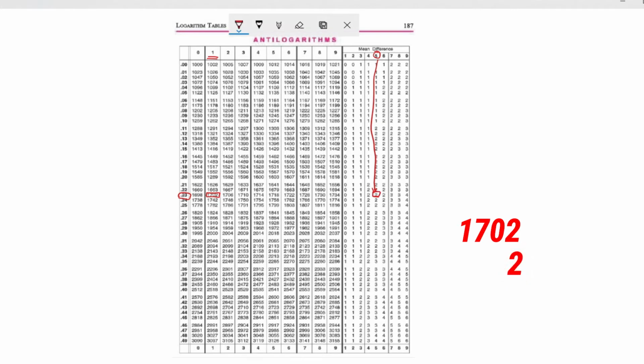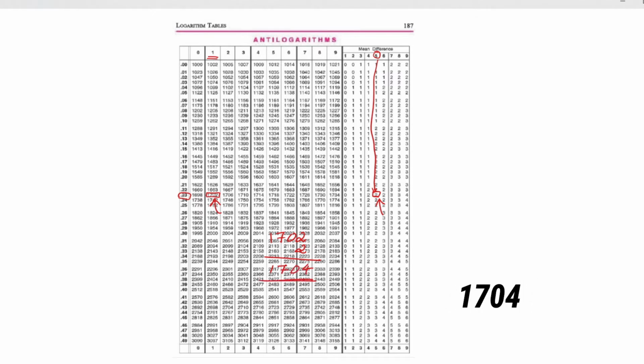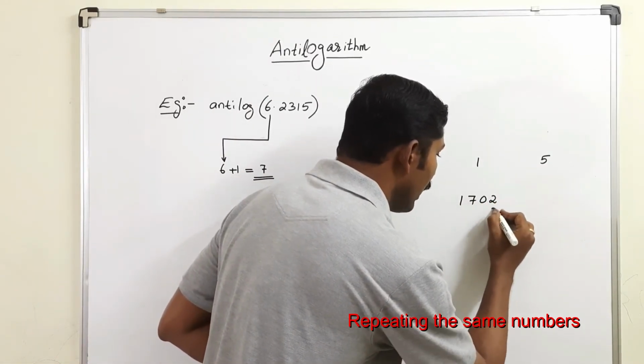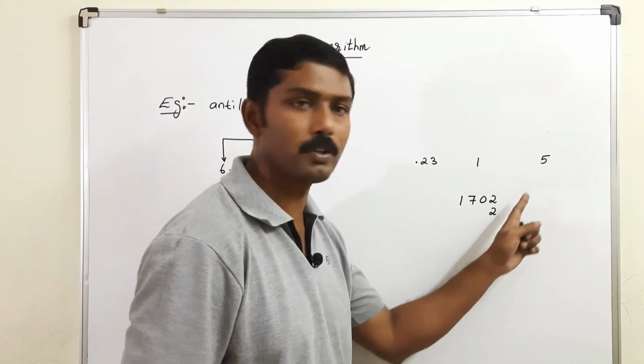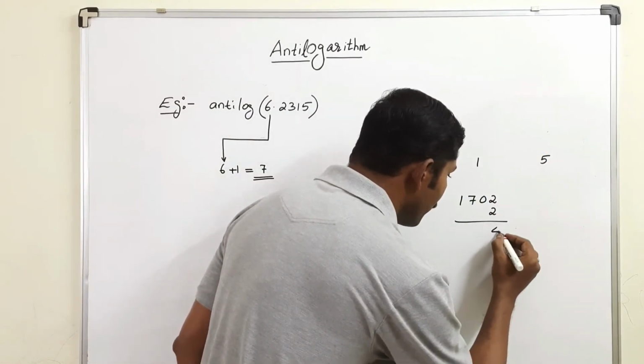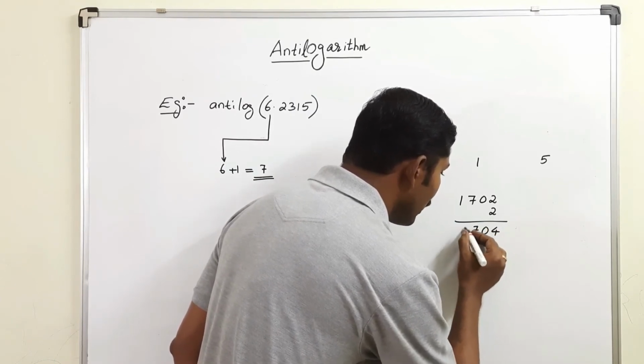So how will I write this? The number corresponding to 0.23 and 1 is 1702, and then the mean difference, that is 2. So we have to add these two numbers together. You will get 1704. That is our number. This 2 is corresponding to the mean difference of 5 in the book.